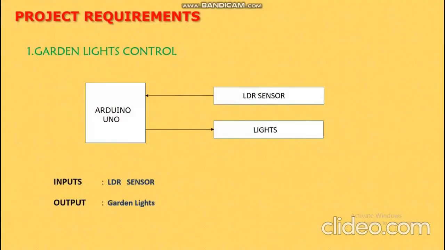Now, let's move on to the project's requirements. Our aim is to control the garden lights based on the availability of sunlight. During the daytime, the sunlight will be more, so we need to turn off the garden lights. During sunset, it is getting darker, and now we need to turn on the garden lights. To sense the available sunlight, we are going to use the LDR sensor. The data from the LDR sensor is sent to the Arduino, which then sends the required control signal to control the garden lights.